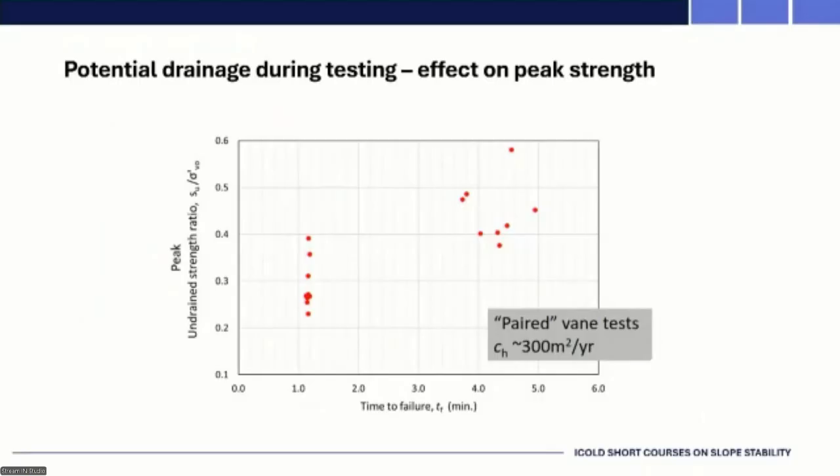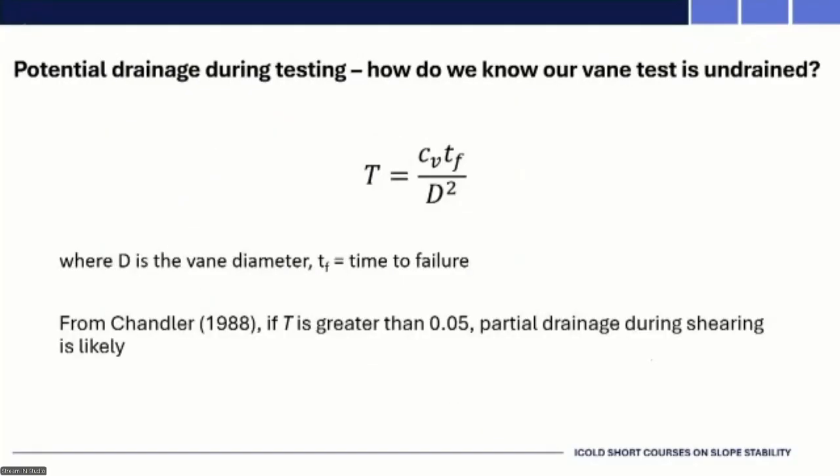But anyway, here we've got some vane tests. On the left is the ratio, the peak undrained strength ratio, s_u over sigma'_v0. And on the horizontal is time to failure. So here they've carried out tests at different rates of rotation. And depending on that, you actually get different strengths in the same material. Now, many years ago, Blight and then Dick Chandler in particular came up with a way to estimate whether your vane test is drained or undrained.